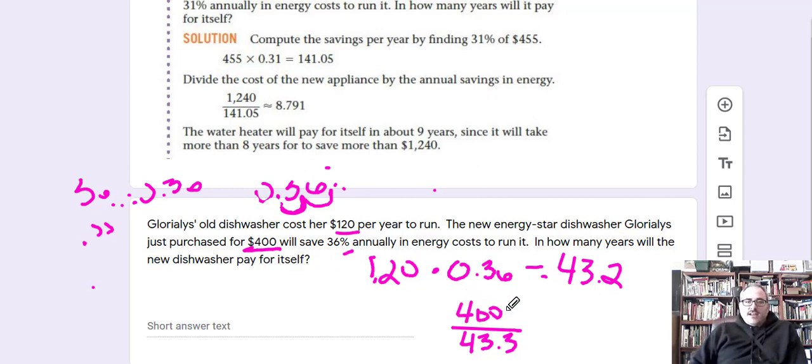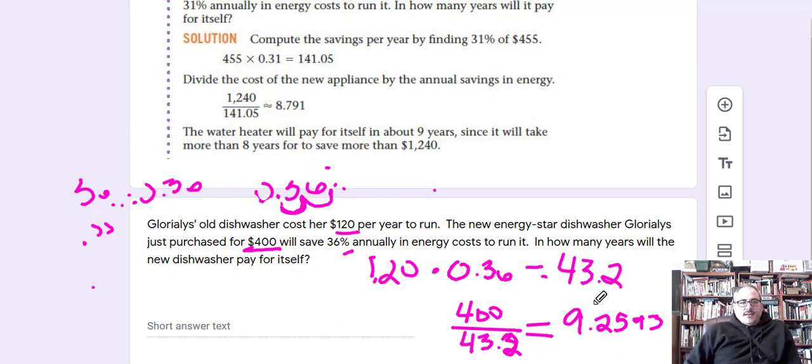So $400. Alexa, what's 400 divided by 43.2? 400 divided by 43 is 9.3023. She didn't hear the point 2. Alexa, what's 400 divided by 43.2? 400 divided by 43.2 is 9.2593. All right, 9.2593.